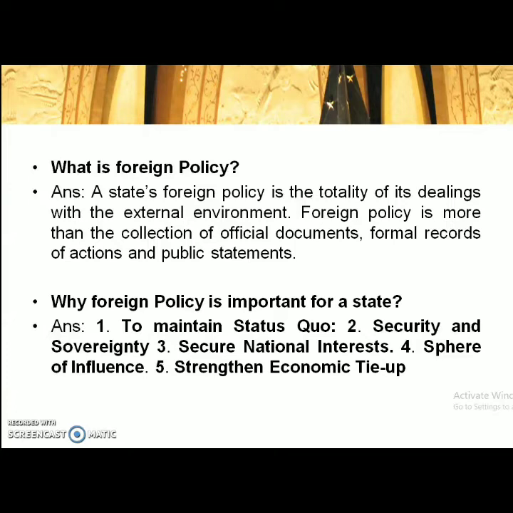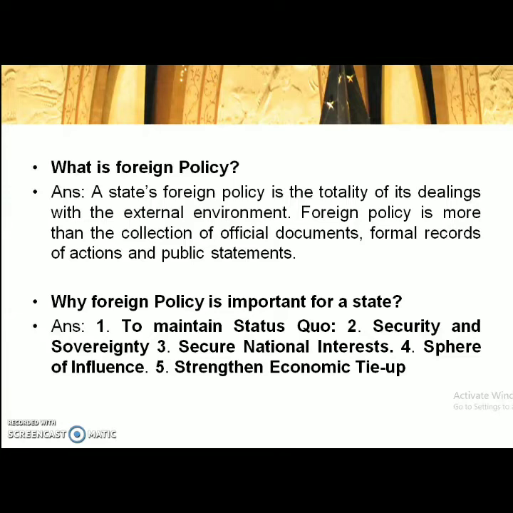So to maintain the independence of a country, they have to develop certain foreign policy by which they can have a friendly, cooperative and collaborative relationship with the immediate neighbors in general and also with the other countries in particular.